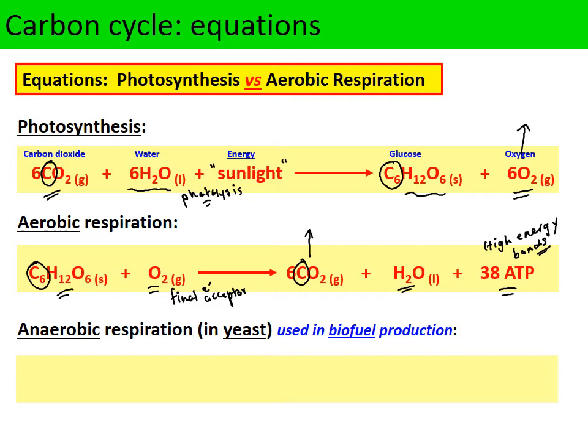Now, the other equation that we're going to talk about is anaerobic respiration, and in particular in yeast. Now, under some conditions where there's a lack of oxygen in the environment, yeast cells will switch from aerobic respiration, which is this equation here, to what's called anaerobic respiration. And this is very useful when biofuels are going to be made where plant material has been used and it's been respired in the lack of oxygen by yeast to form what's called ethanol or alcohol.